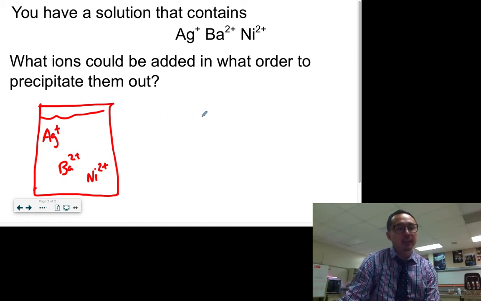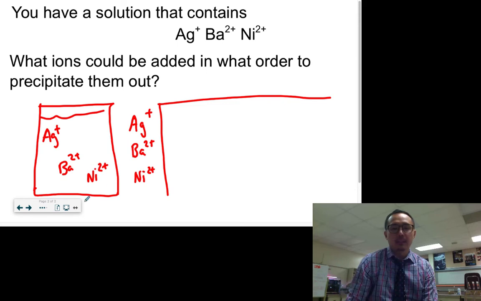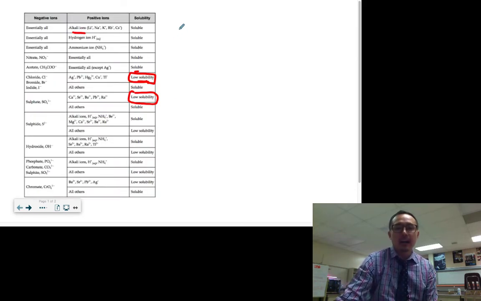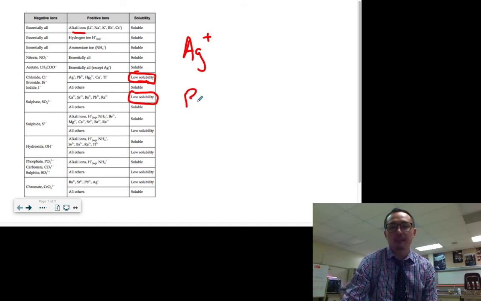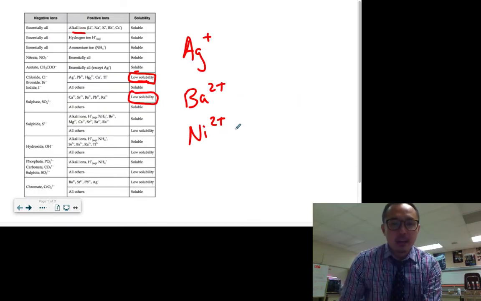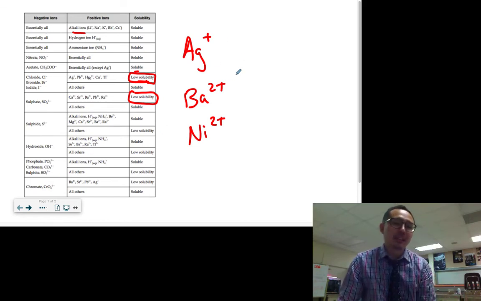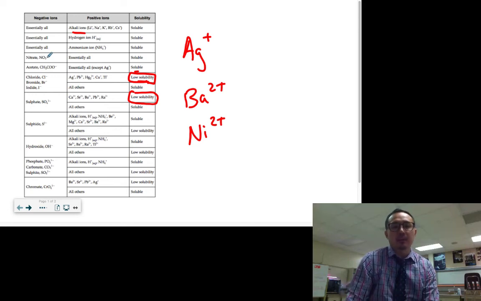A good way of looking at this is to build a table of all these three ions and see what ions we can add to precipitate them out. So here's my table, and let's go back to the solubility table. I have silver ion that I need to precipitate, I have barium, and I have nickel. Which of these negative ions can I put in that would precipitate just one of these ions out? Can I put nitrate? Well, no, because it's all soluble.